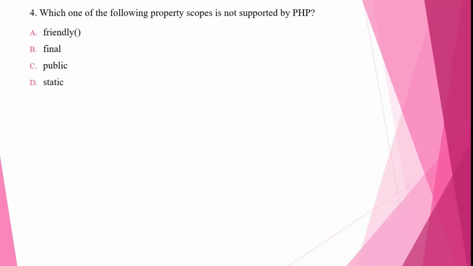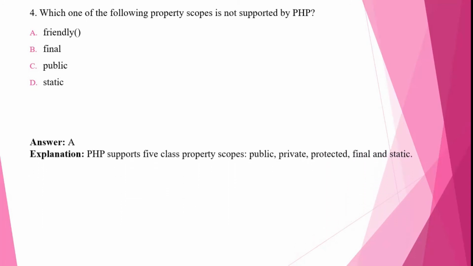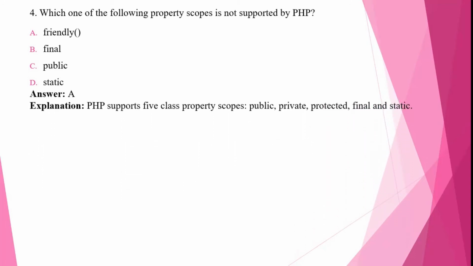The scope which is not supported by PHP is the friendly function, because the scope of a particular property, or you can say a variable of a class, is divided into only five parts: public, private, protected, final, and static.